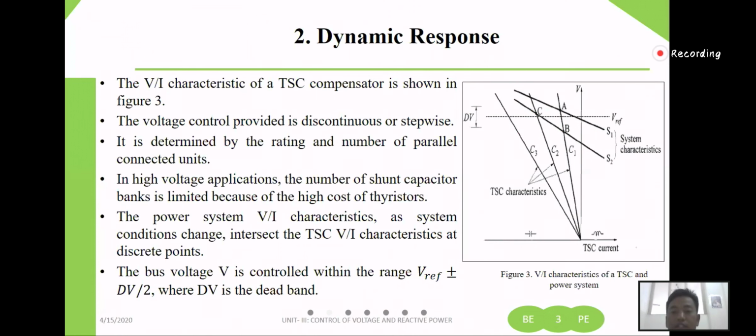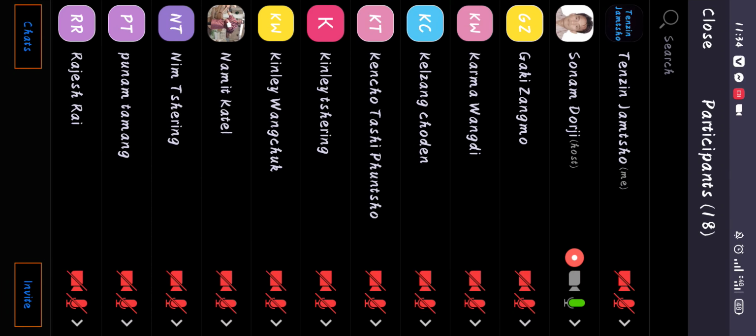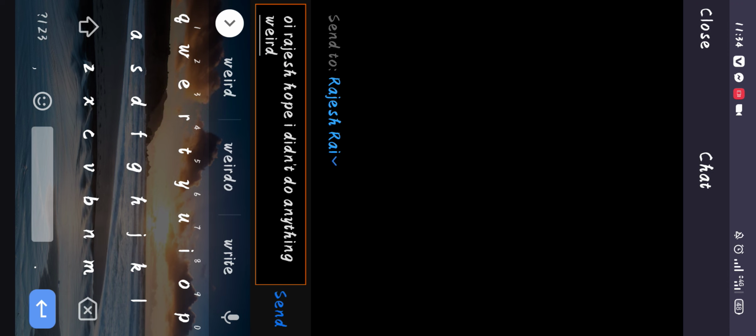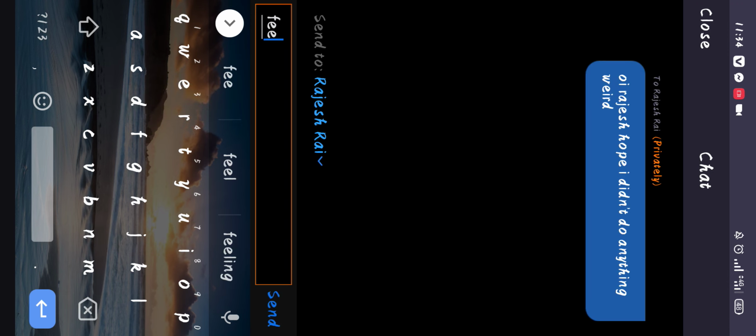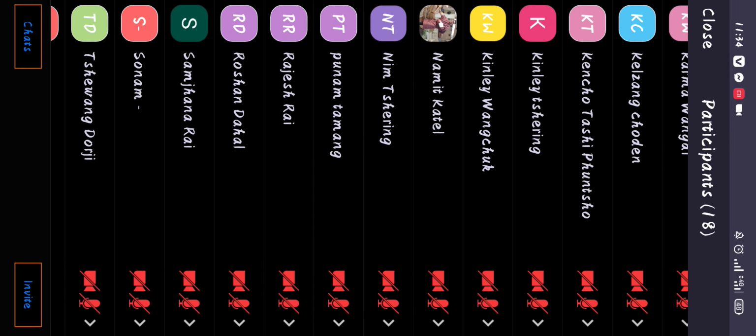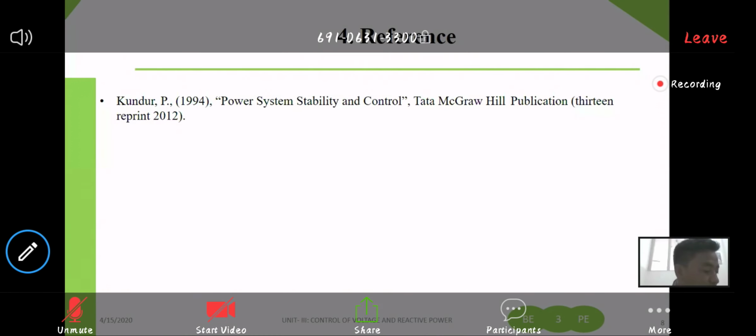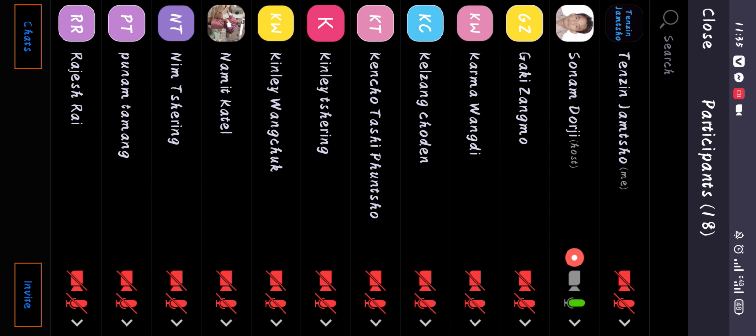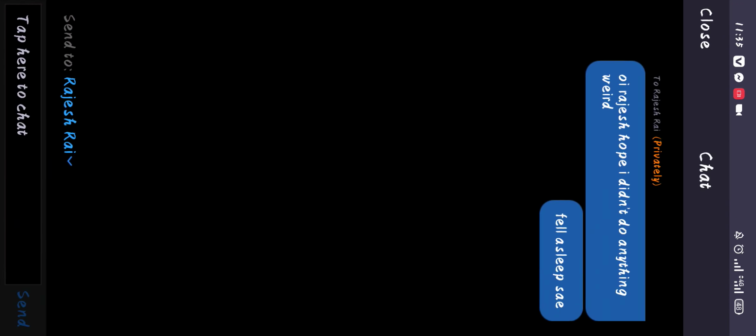Okay, so this is how it functions. This is the explanation of what I have said. I have explained already using this diagram, and this is the explanation of the VI characteristic of TSC with the power system. If you read, you will understand that it is just the explanation of what I have explained here. So that is about how we control the reactive power and the voltage. That's all about the TSC. If you have any doubt, you can ask.